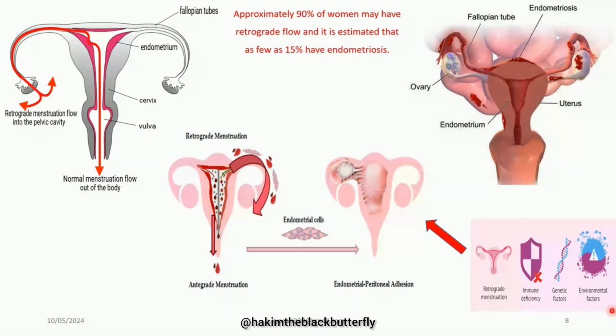So there are many postulates or many factors that are believed to be associated with endometriosis, but this is one of the factors. Ladies that experience retrograde menstrual blood flow stand a high chance. Almost 15% of these can have endometriosis. This is because of the free communication between the tube and the surrounding structures.